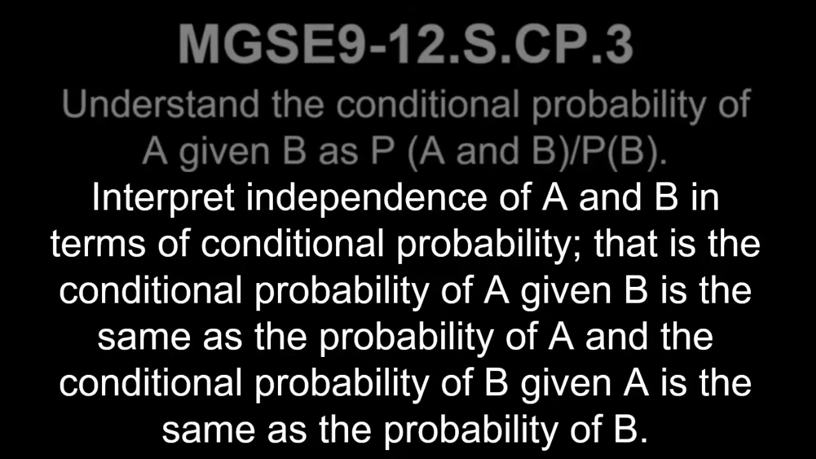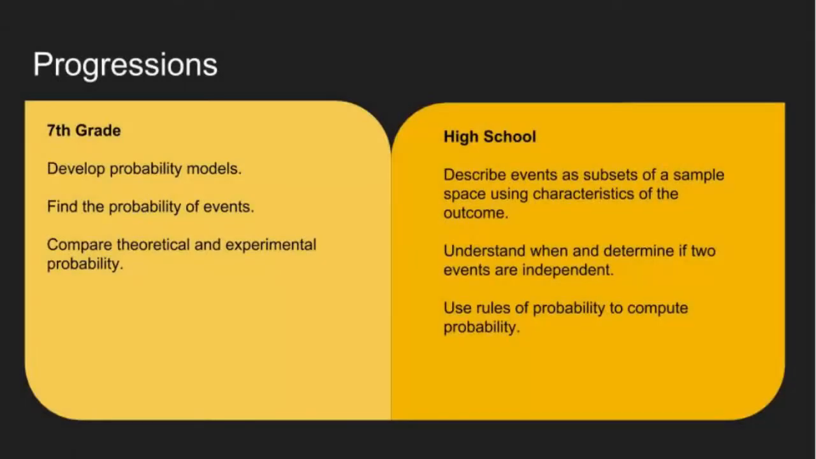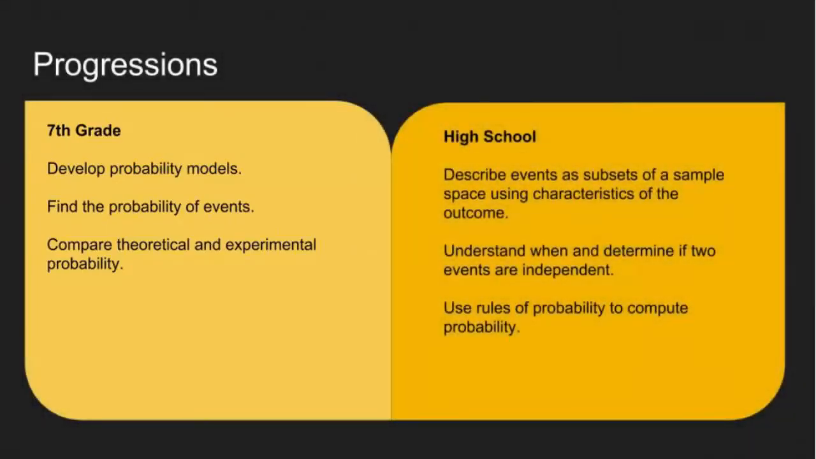Students are also expected to interpret independence of A and B in terms of conditional probability. That is, the conditional probability of A given B is the same as the probability of A, and the conditional probability of B given A is the same as the probability of B. Students encountered probability standards for the very first time in 7th grade, and that is the last time that they've had an opportunity to investigate such standards.